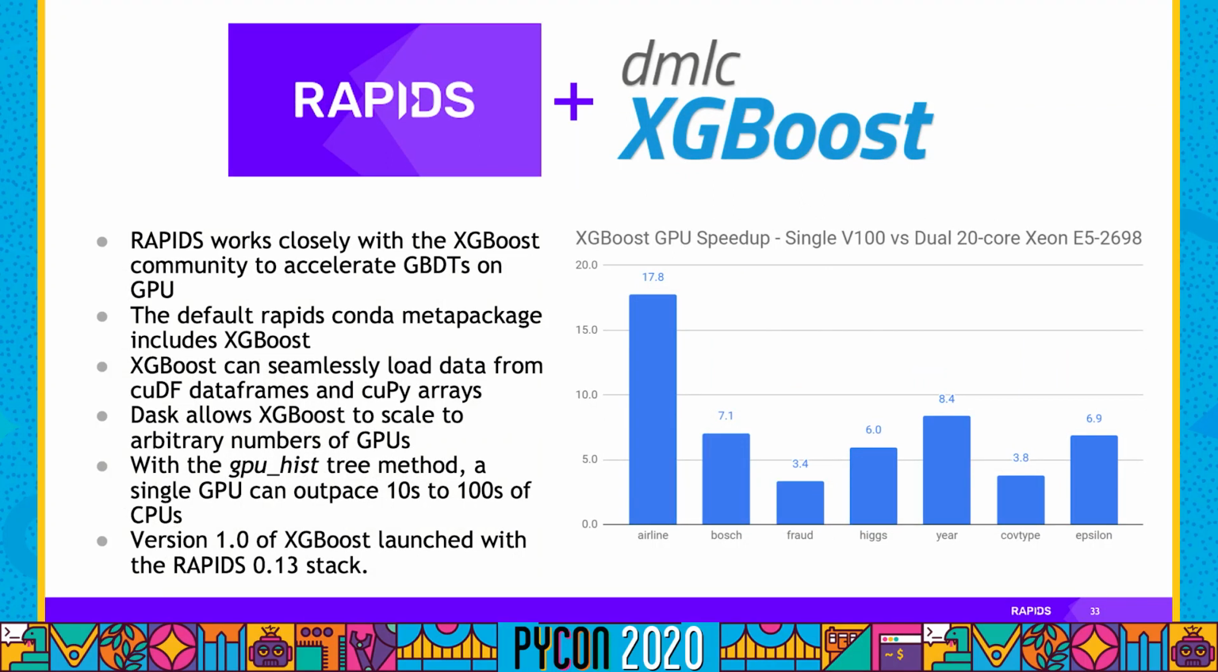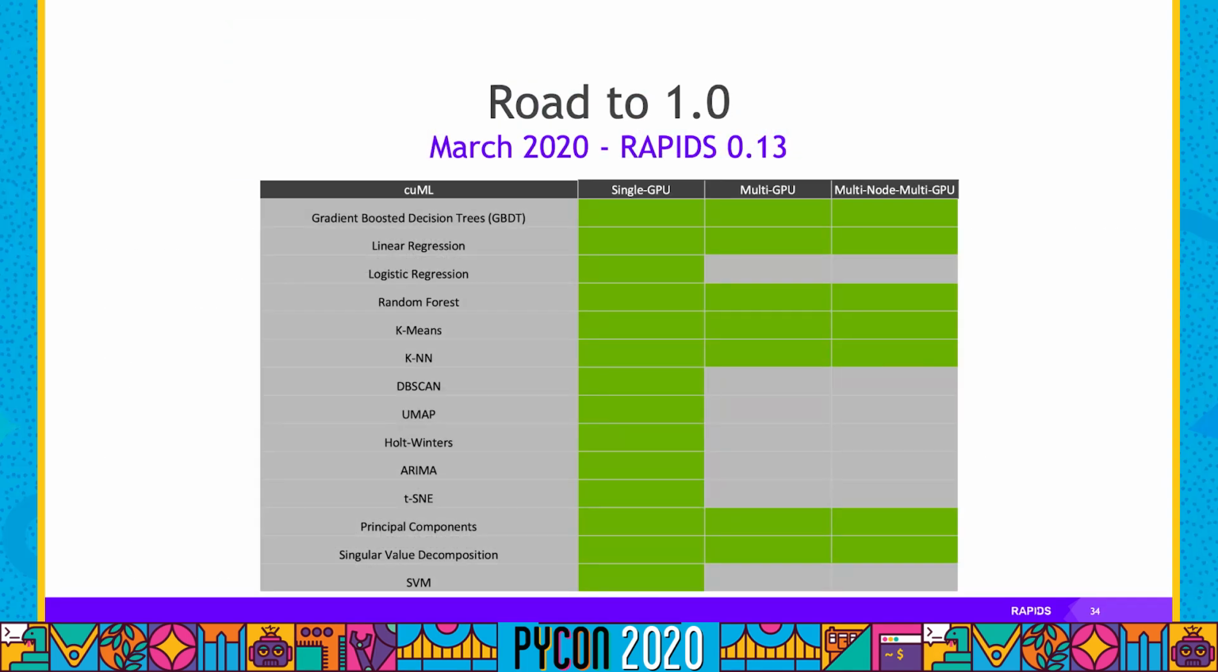And I talked a little bit about XGBoost. We work really closely with the XGBoost community to accelerate gradient boosted decision trees on the GPU. The default Rapids Conda meta package includes XGBoost. So if you use the default Conda install for Rapids, you're going to get XGBoost. And XGBoost can seamlessly load data from cuDF data frames and cuPy arrays. Version 1.0 of XGBoost launched with the Rapids 0.13 stack, which just happened not too long ago. We're on version 0.13 right now, marching towards 1.0.